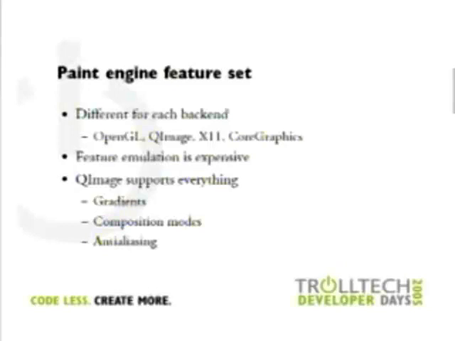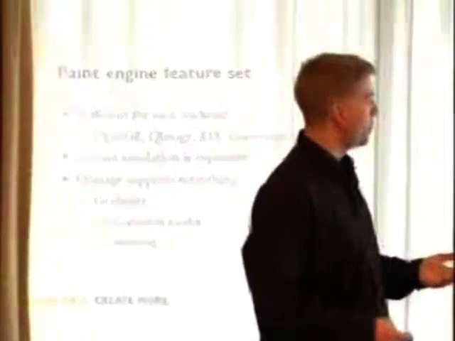So with feature emulation there's quite a bit of overhead per operation. But the point is that what you see on screen is what you expect to see on screen. So if a feature is not supported, you can expect that operation to be very slow. And the feature set of any engine is public knowledge. You can query the painter for its current engine and ask it if it has a certain feature, like brush transformations or Porter-Duff operations or something like that.